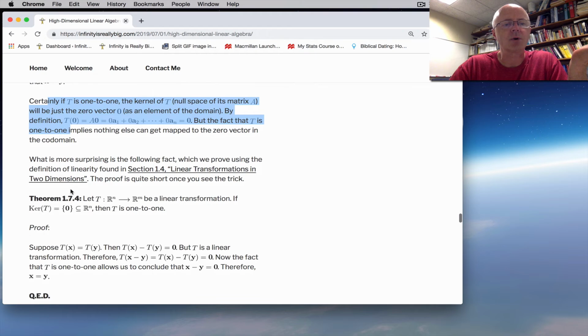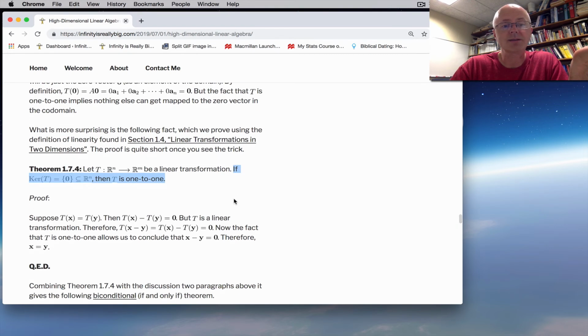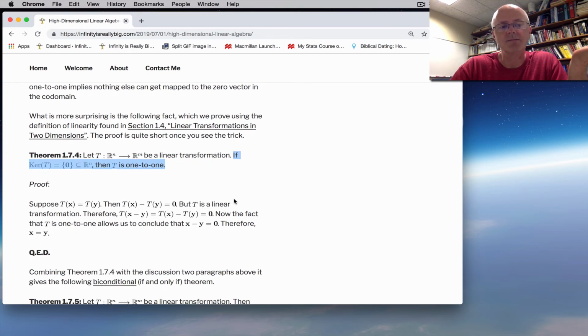A harder thing to prove is this fact here, that it goes the other direction. If the kernel is trivial, just the 0 vector, then T is 1-to-1. And I proved that here. It's not a long proof, but it is a little tricky. Suppose T of x equals T of y. The goal is to show x equals y. The goal is to show T is 1-to-1.